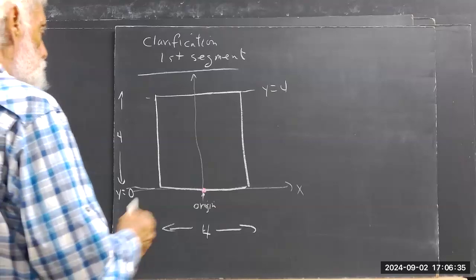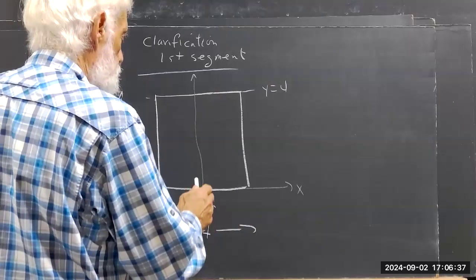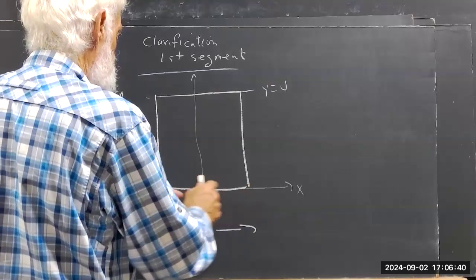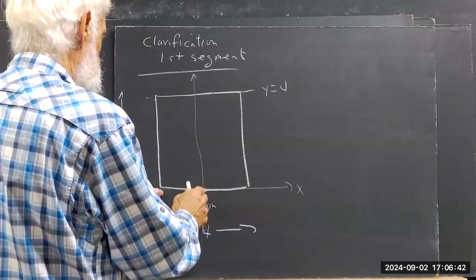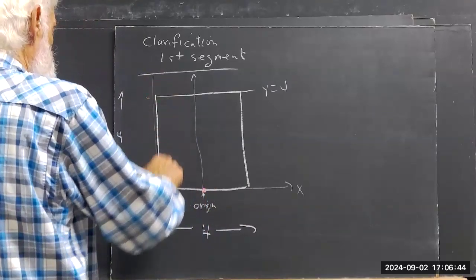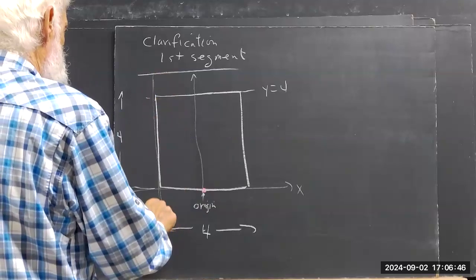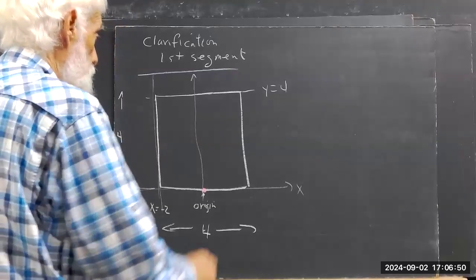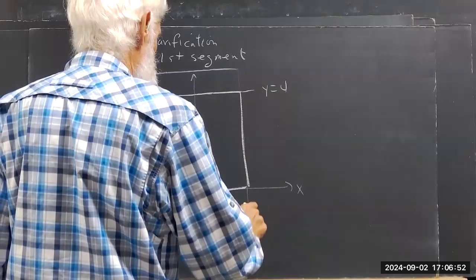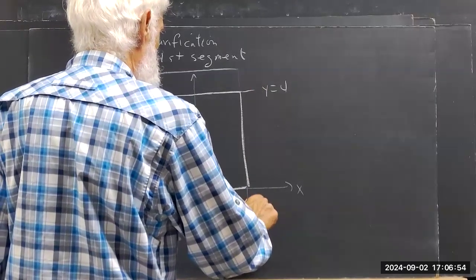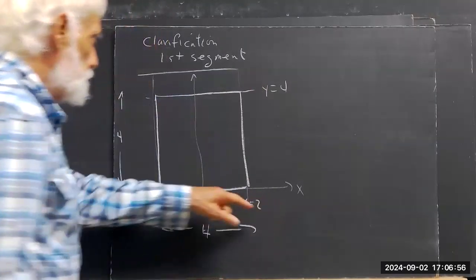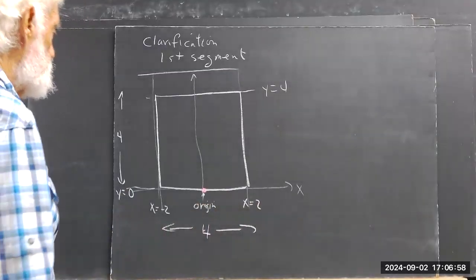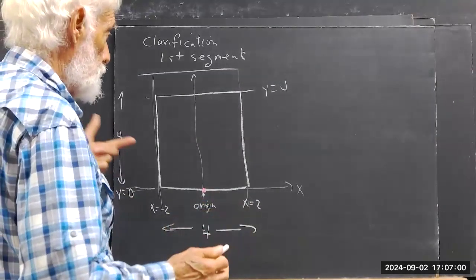Then the left edge is going to be what? Well, it's 4 units here. The origin's here, right in the middle of the rectangle. So you got 2 units over here. So it follows that x equals -2 on this boundary. And I'm not even trying to be neat. x equals 2 on this boundary. Okay, well, that's our 4 boundary lines.